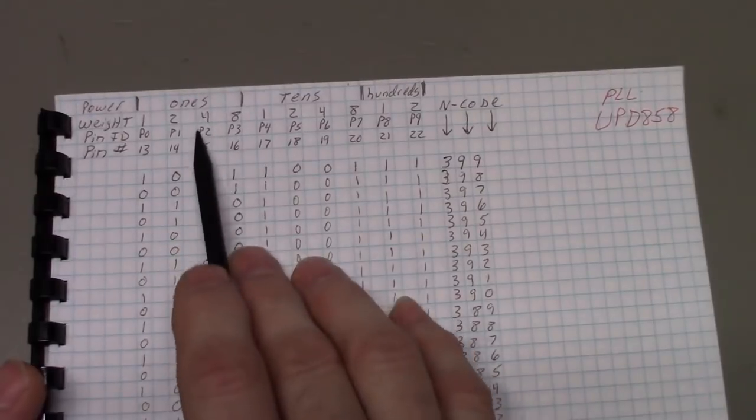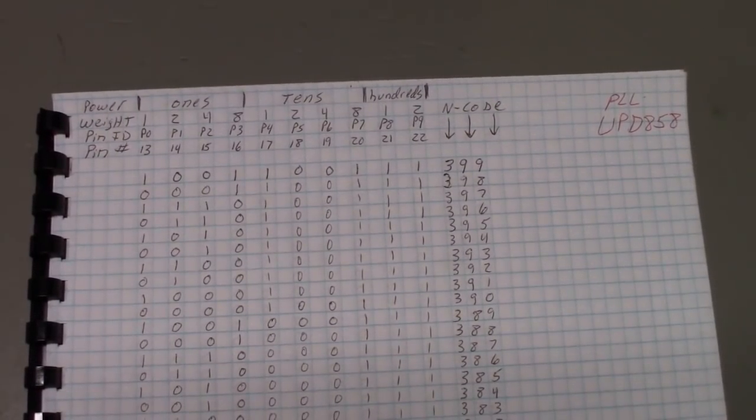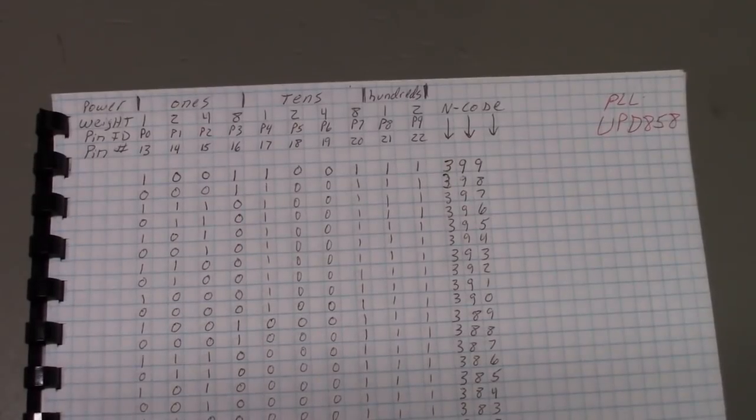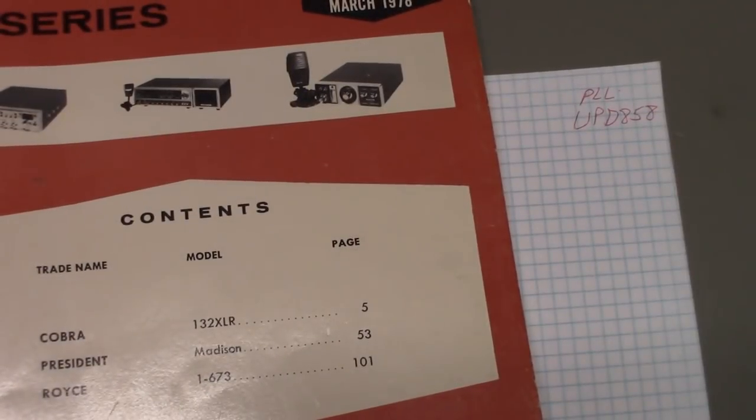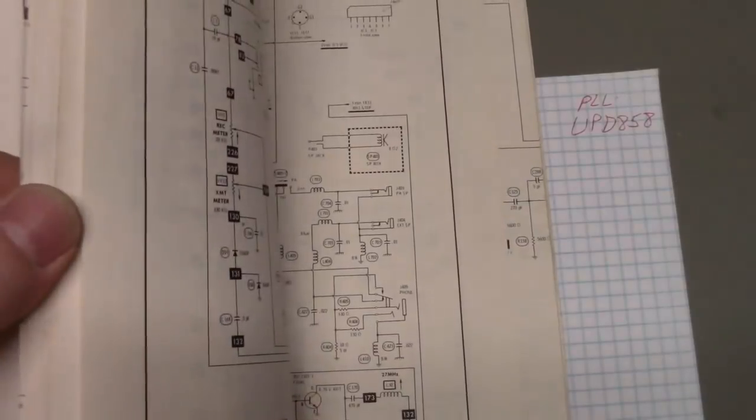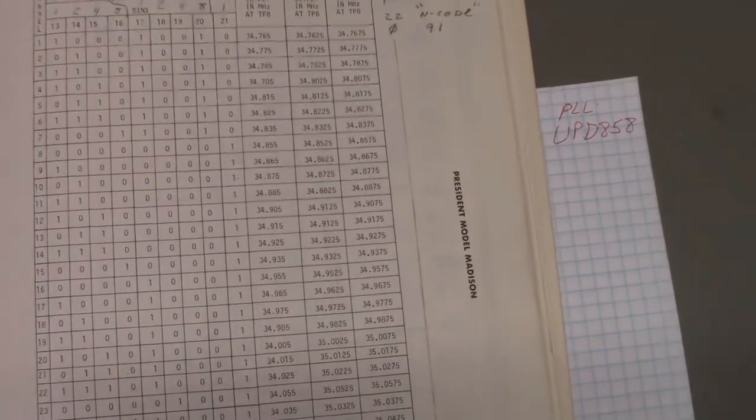So when you look in a service manual, and actually, I think I still have one out here. Let's see here, President, yeah, that one should have it in. Just working on one of these. So yes, President Madison, and there it is, there's the truth chart.